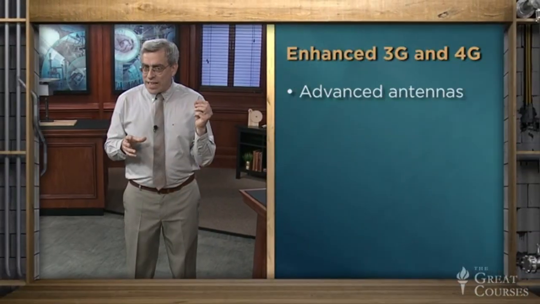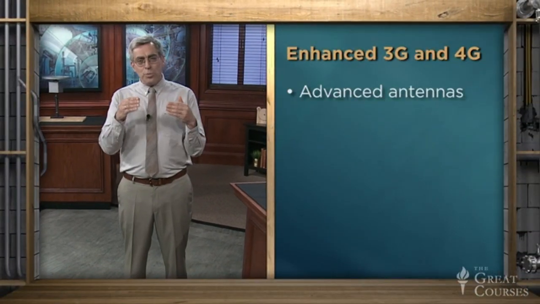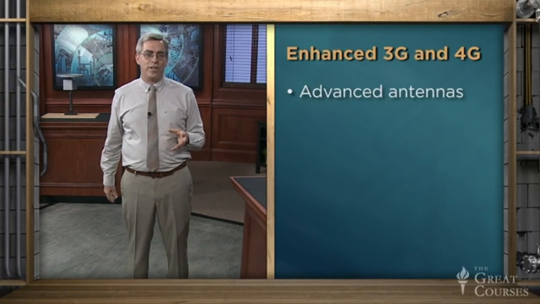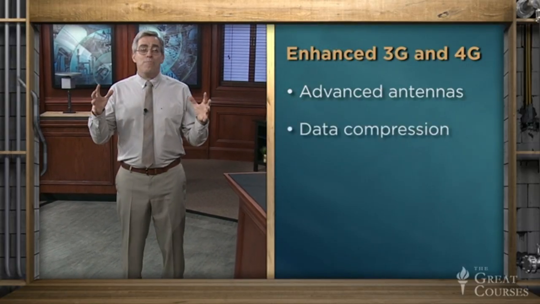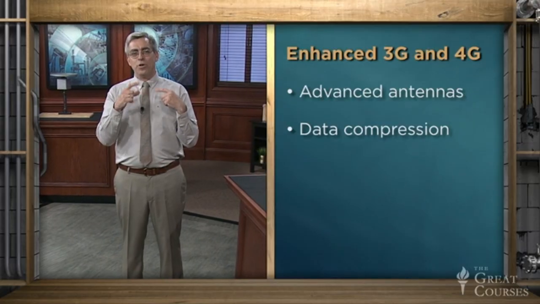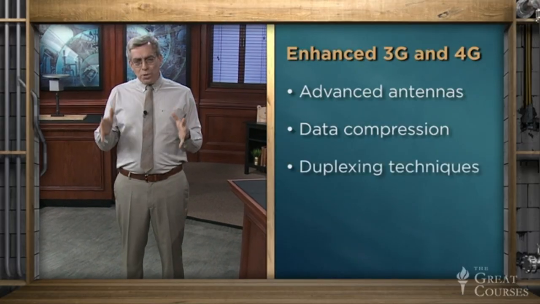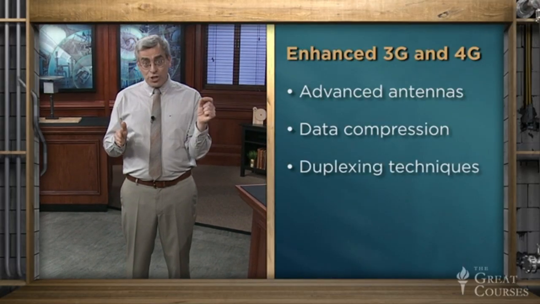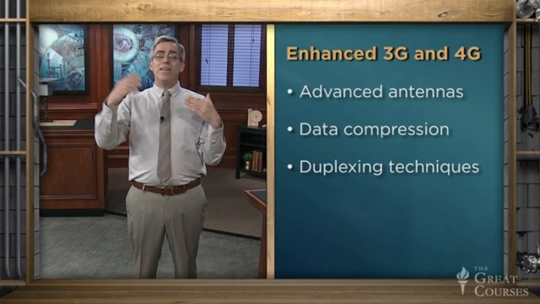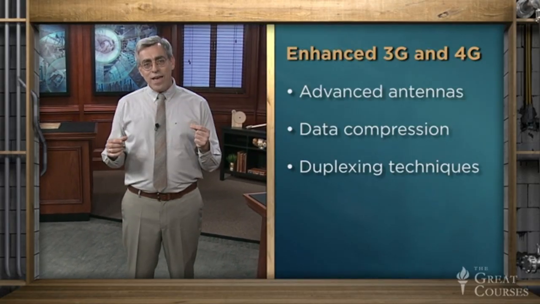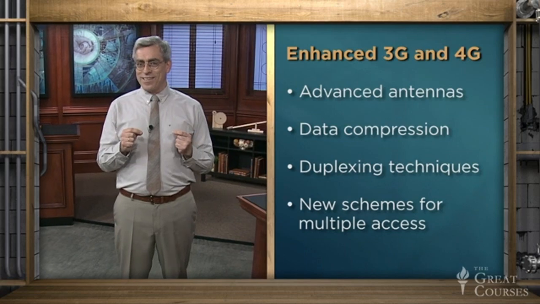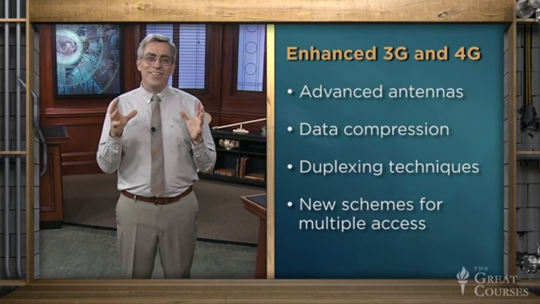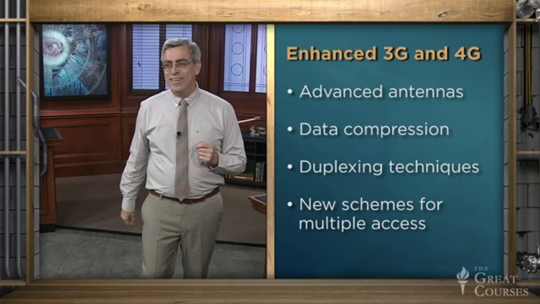To address these demands, enhanced 3G and recently introduced 4G systems have incorporated such features as advanced antennas that can transmit multiple parallel data streams simultaneously, data compression to pack more information more efficiently into a communications channel, duplexing techniques, which allow a single channel to share both the outgoing and incoming halves of a conversation, and new schemes for multiple access that, I must admit, are essentially indistinguishable from magic.